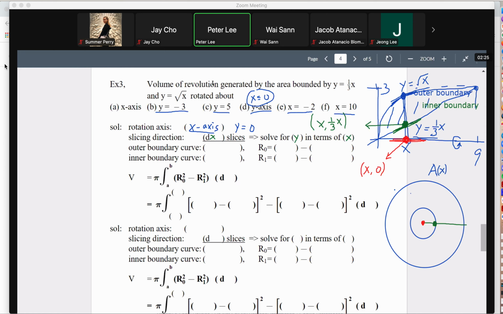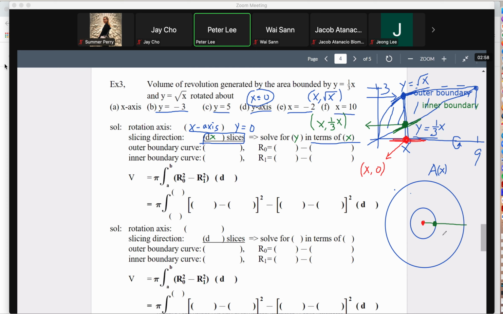And what are the coordinates of that point? Let me mark it. That point is x comma y, which is square root of x. Now because this is dx slicing, everything has to be written in terms of x. So that's why the slicing direction is so important. Dx slices mean everything has to be written in terms of x.